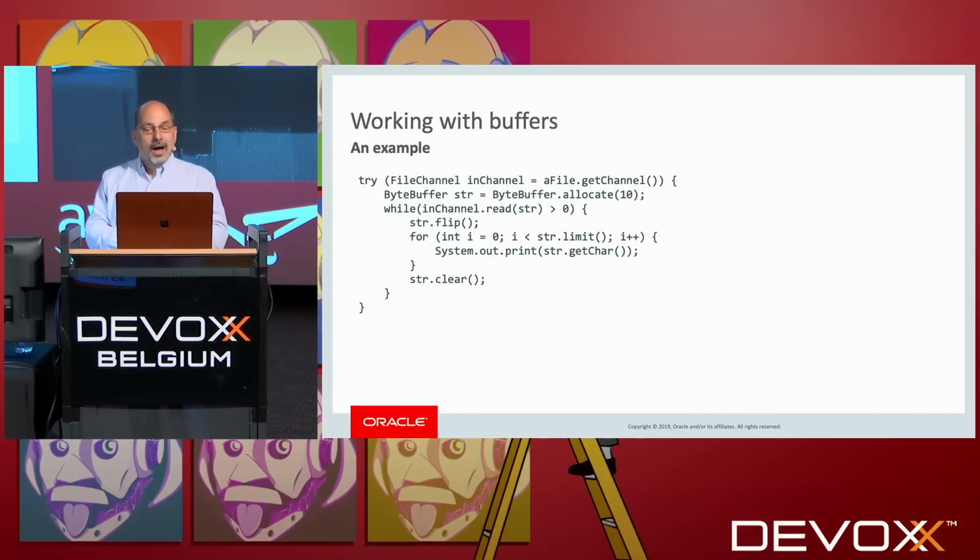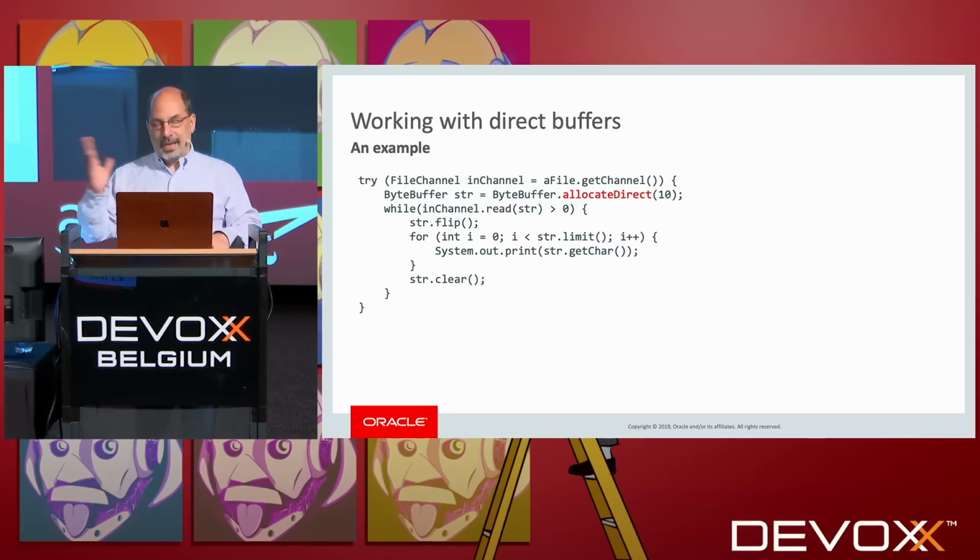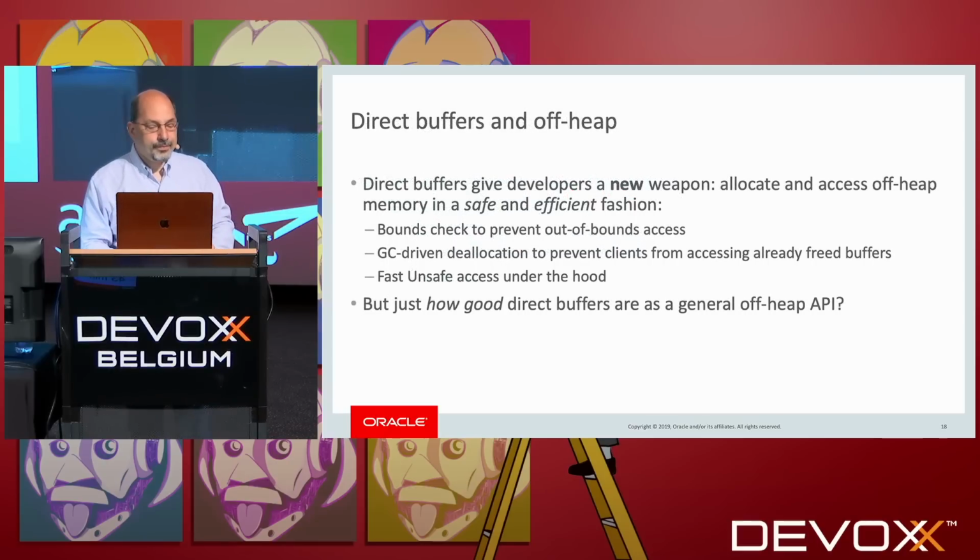Okay, so the only difference in the example, if I wanted to use direct byte buffers, is that instead of saying ByteBuffer allocate, I would say allocateDirect. And that says, instead of giving me basically a new byte array, it goes off to the C heap and does a malloc. So people like this. It's a useful tool.